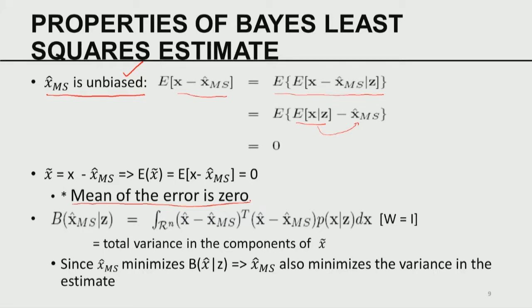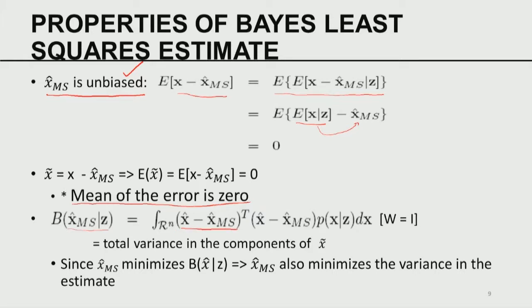Now let's come back and revisit the Bayesian cost. So B of x hat ms given z is equal to, there's a base cost which we have already given, the conditional Bayesian cost given the observation. So going to the previous slide, I would like to see what this one is.